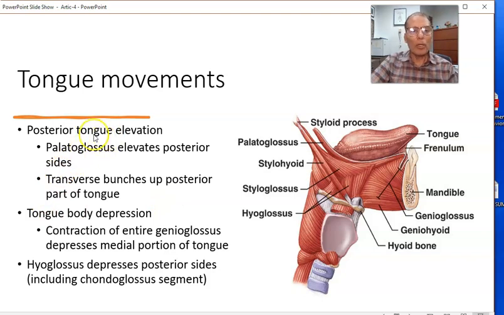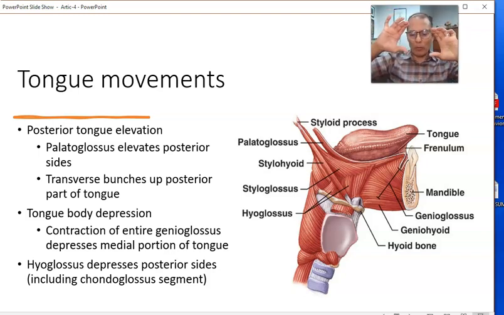For posterior tongue elevation, to elevate the back portion of the tongue, you need to have the palatoglossus, because you also need the transverse muscle. The palatoglossus is the anterior wall of the facial pillars. It is shaped like half a circle on each side. On the top, it is attached to the palatal aponeurosis, and then it attaches to the posterior part of the tongue on the sides, the lateral posterior segments of the tongue.